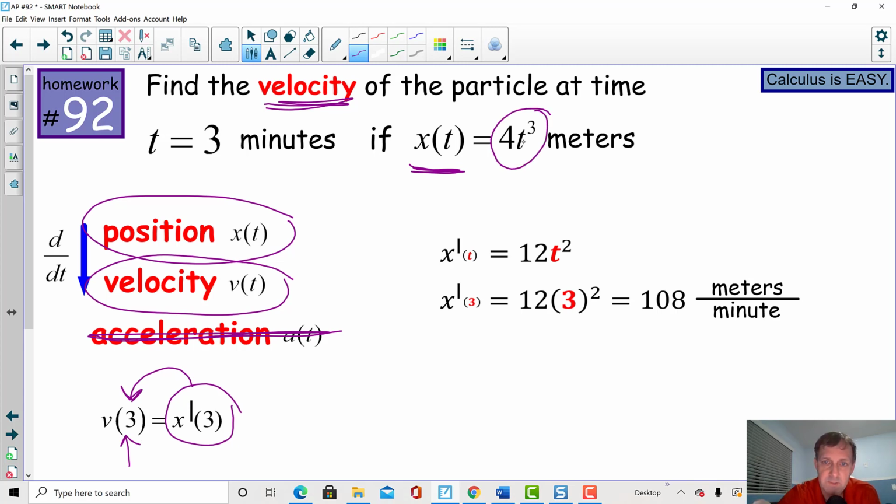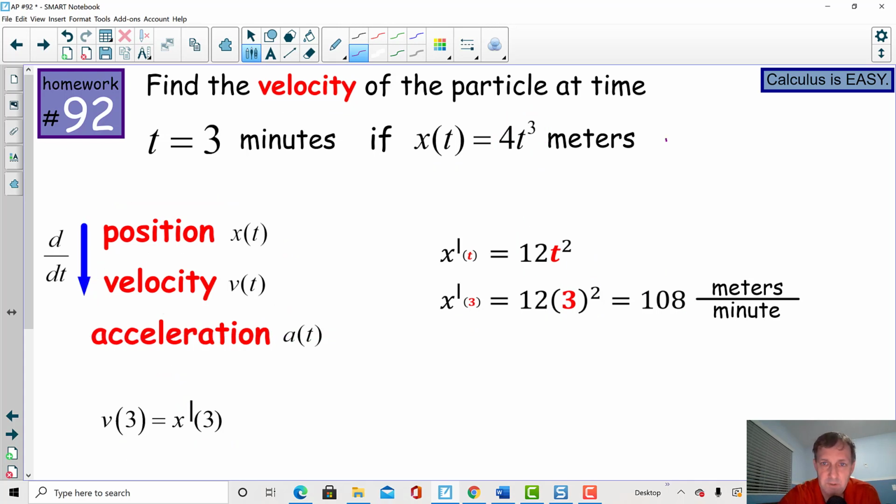So here's our x of t. We do the derivative. The 3 comes down and the new power is 2. So that gives us a 12t squared. So that's x prime of t, but we want x prime of 3. So we need to plug in the 3. You plug in the 3, you're going to get 12 times 9, which is 108.